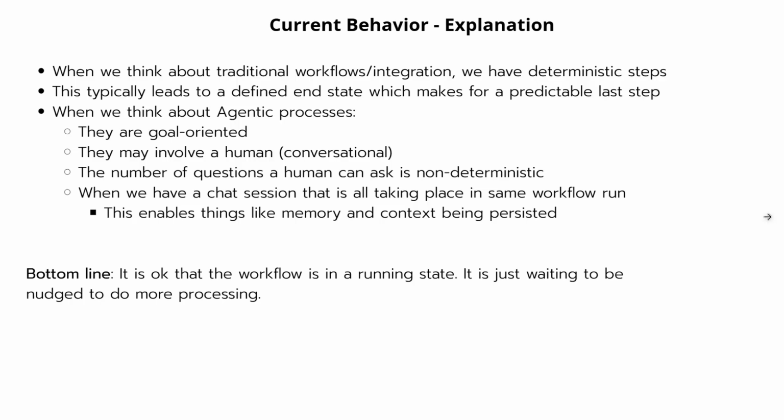Now, when we think about agentic processes, they're different, and so we need to think about them differently. So we typically have a goal in mind that we want to achieve. And the whole idea is that the agent, in conjunction with a large language model, is going to seek to achieve that goal in a non-deterministic manner, right? So there can be a lot of different variables that will determine what gets executed and in what order. And as a result, it makes it difficult for you to see that reflected in your run history.